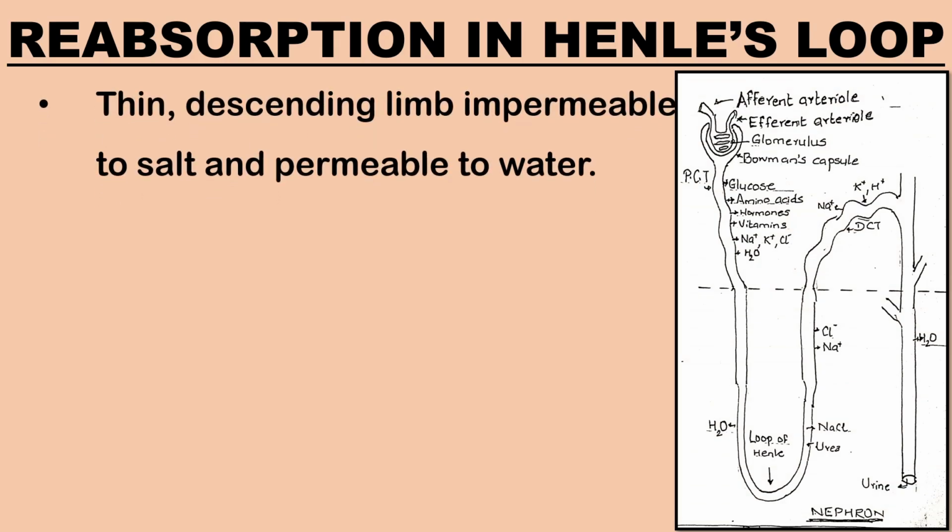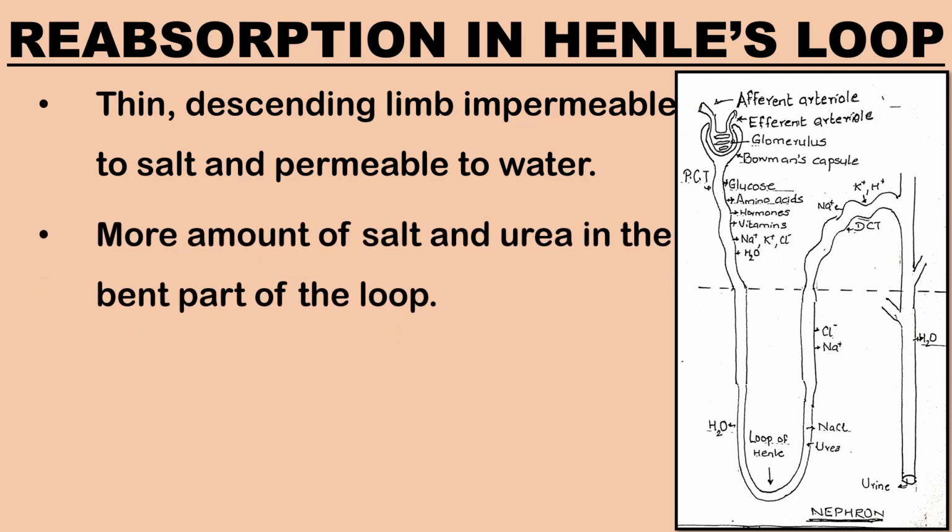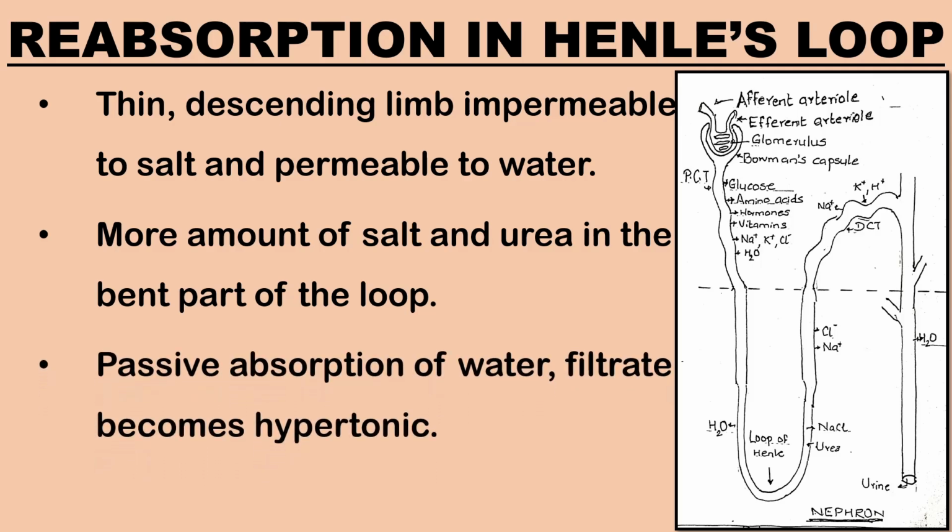Next is reabsorption in Henle's loop. The first part of the Henle's loop is the thin descending limb, which is impermeable to salt and permeable to water. Therefore, as the liquid moves into the next part, that is the bent part of the loop, it has more salt and urea than the blood plasma. Water is absorbed passively and the filtrate is said to be hypertonic.